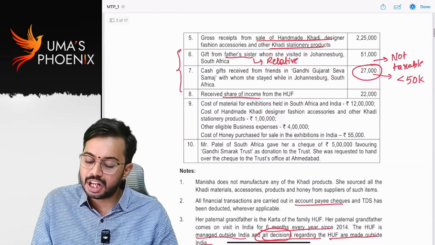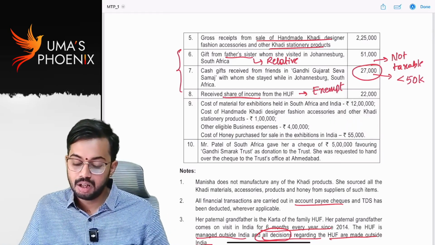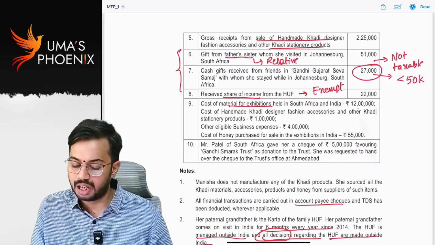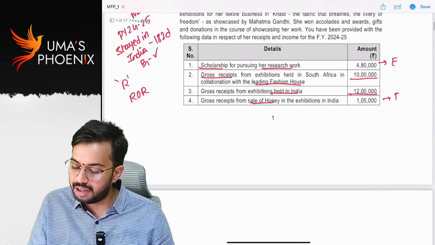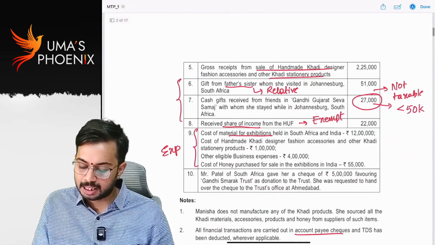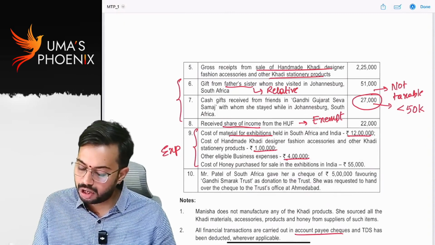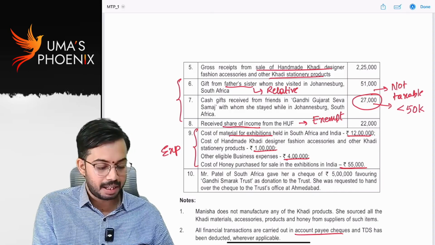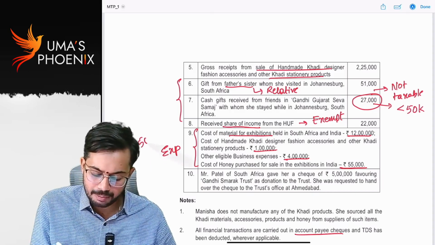Next, received share of income. Share of income is not taxable. Share of income is exempt. Next, cost of materials for exhibitions held in South Africa. These are nothing but expenses. These are nothing but revenues. These 3 points are revenue. These 3 are expenses. How much are expenses? 12 lakhs, 1 lakh, 4 lakh, 55,000. So total expenditure is 12 lakh plus 1 lakh plus 4 lakh plus 55,000. 17 lakh 55,000 is expenditure.